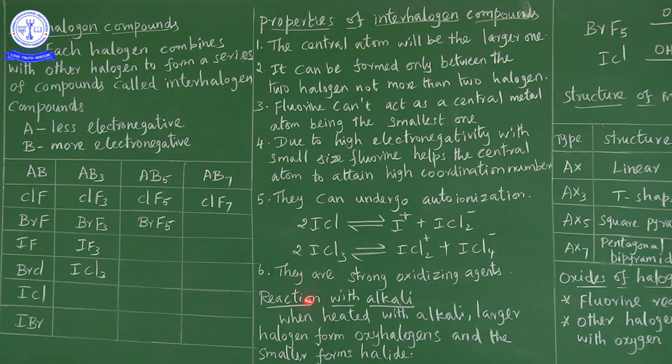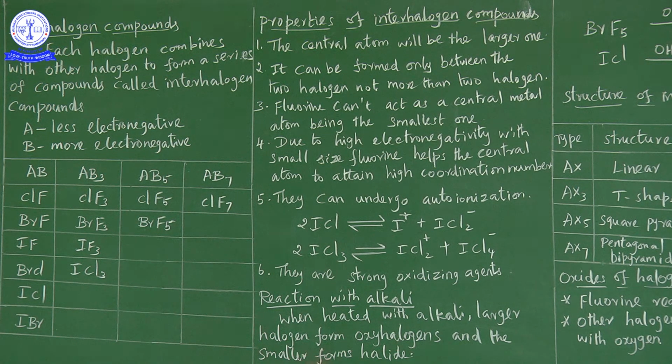The next one is reaction with alkali. Interhalogen compounds react with alkali. They form oxyhalogens and halides. So in the alkali, among the two halogens, which one forms oxyhalogens and which one forms halides? The largest halogen atom forms oxyhalogens. The oxyhalogens are the halate and hypohalite ions.